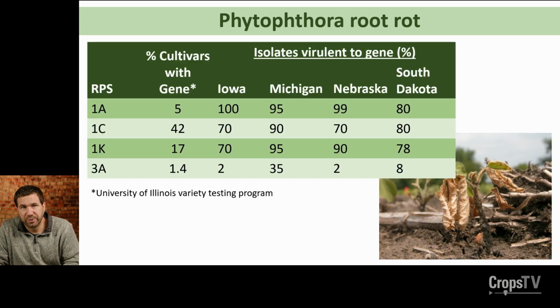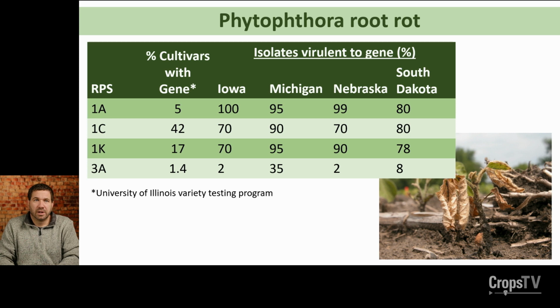So to summarize all 3 tables, I'm going to just use this graph, and so I'll spend a little time outlining the graph. But I just selected some of the RPS genes, 1A, 1C, 1K, and 3A. There's a few others that are added within each one of the manuscripts. And then the second column, the percent of cultivars with that particular gene, this is actually published in the Iowa-Nebraska paper, but they're actually using University of Illinois variety testing program data, because every variety that's submitted into that University of Illinois variety testing program, they take notes on the different resistance genes.